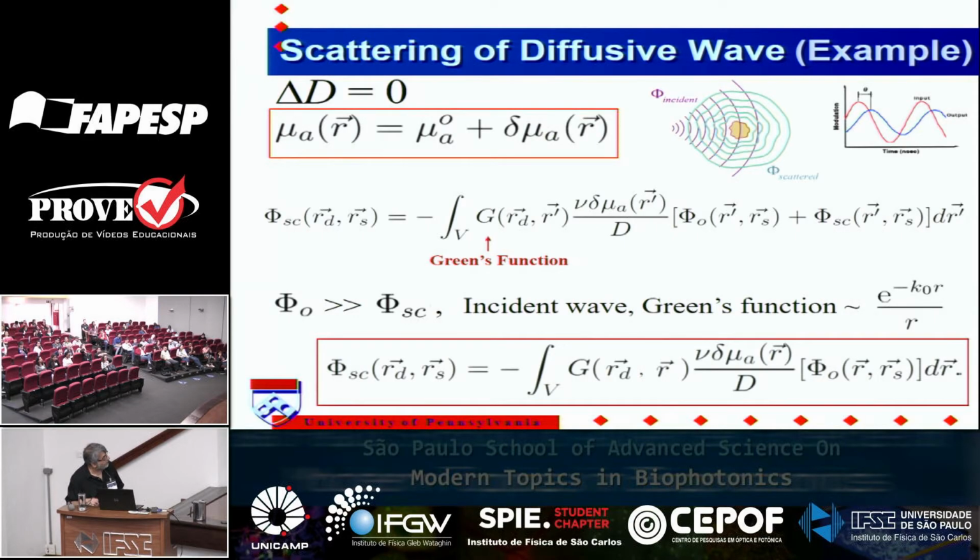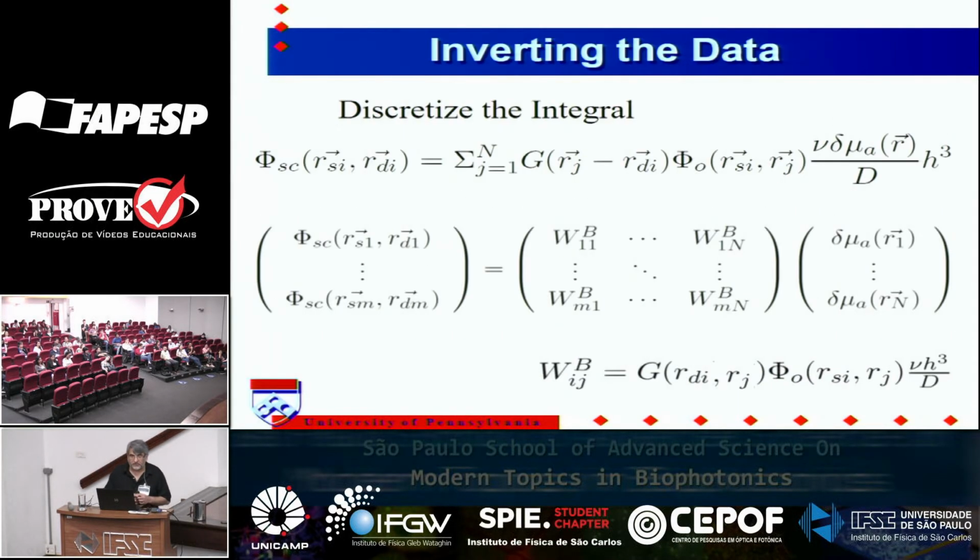So I have phi naught, that's my incident wave, going from my source position to every point in the medium. There's sort of a strength of absorption heterogeneity at that point R, and then that causes a scattered wave which propagates from R to the detector. And then I have to integrate over all points in the sample. So this is a complicated relationship, but you can write it down as a matrix equation, where I have a vector of measurements and a vector of absorption properties at different positions in the medium, and then a matrix that connects the two, and the matrix depends on that Green's function and the incident wave.